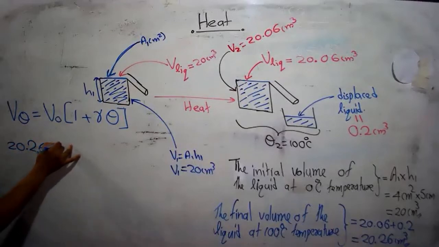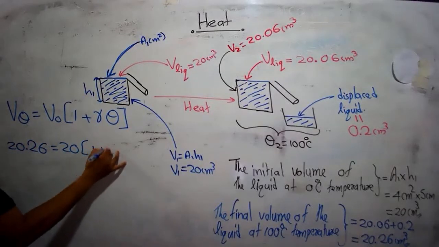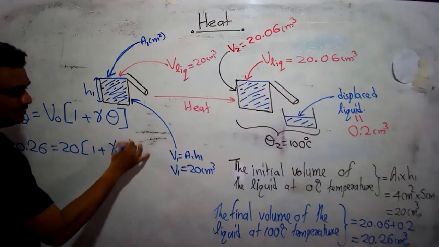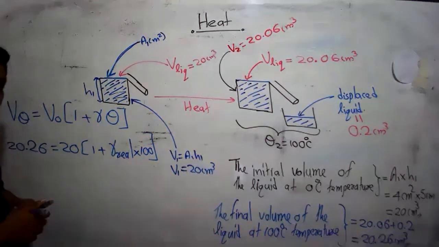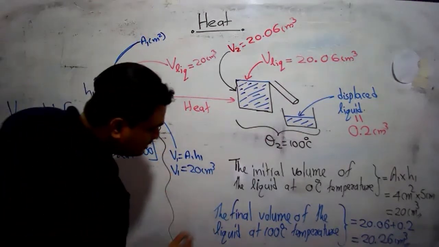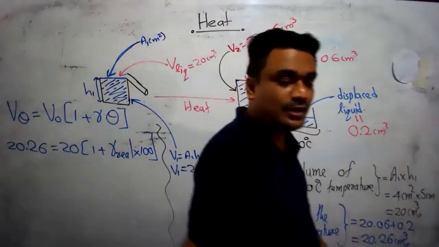Vθ is 20.26. V naught is 20. 1 plus this gamma real. The final temperature is 100. Got it? Can you do the rest and find gamma real here?